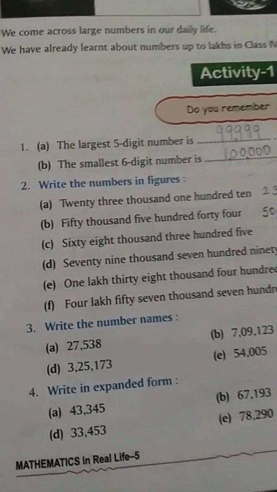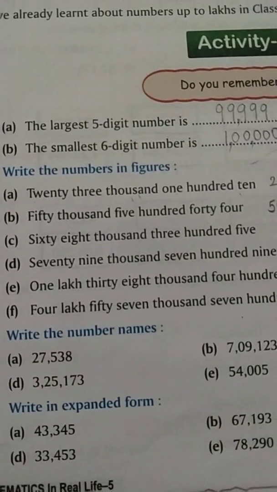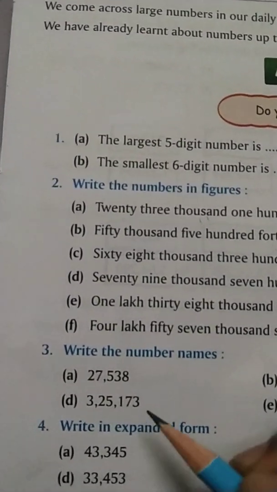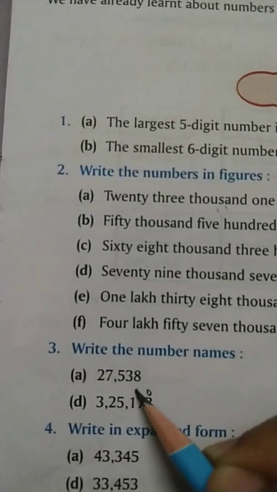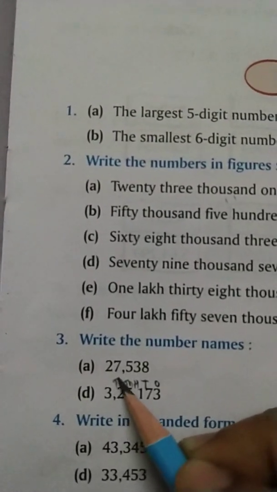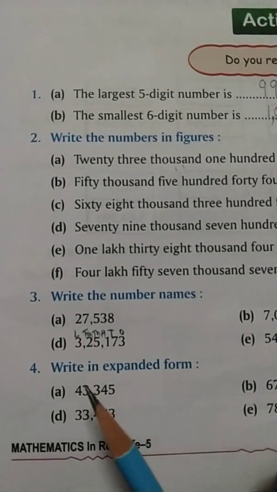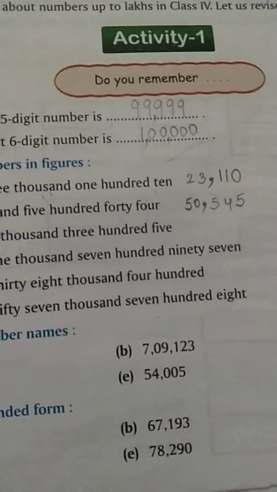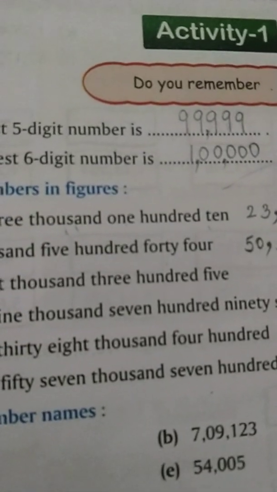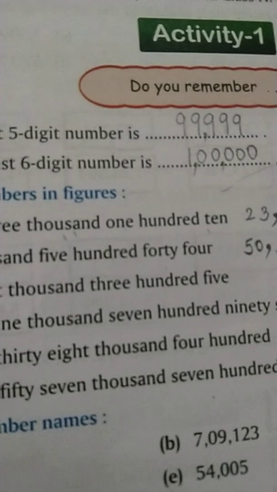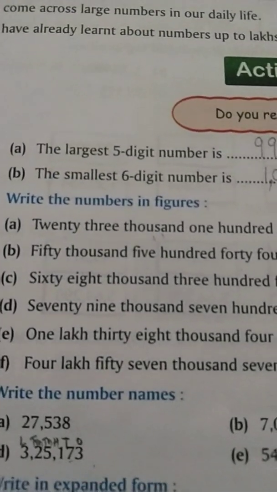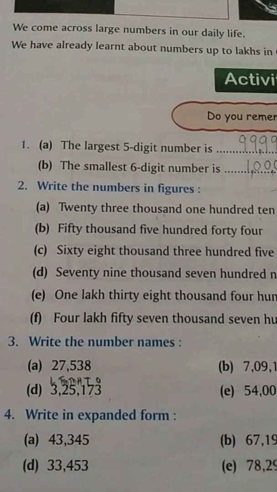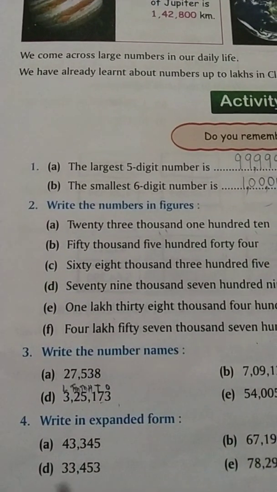Then come to question number 3, write the number names. Here, if you are unable to write the number name without the places, you can write the places on the heads, that is ones, tens, 100, 1,000, 10,000 and then lakh. Then you will write down 3,25,173. Right? Kids, always remember that the places or the periods are never written in plural. Like you will write only lakh. You will not write 10 lakhs or 1,000s or 10,000s. No, that is lakh only. It is always in singular, not in plural.